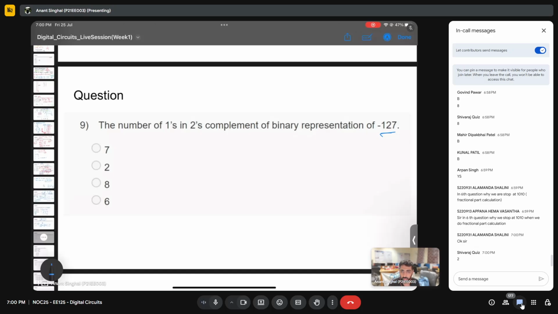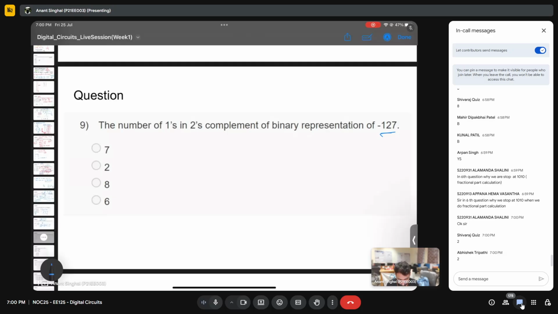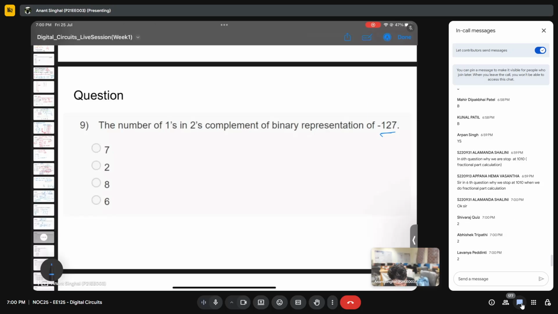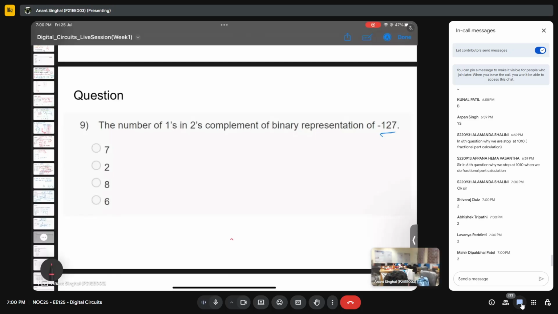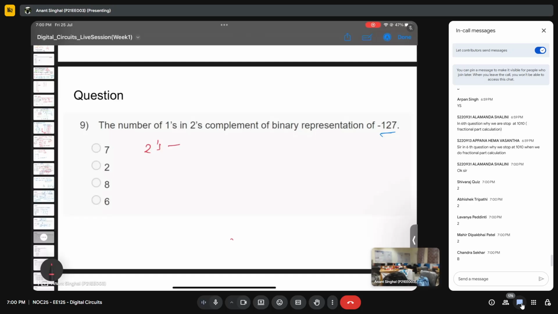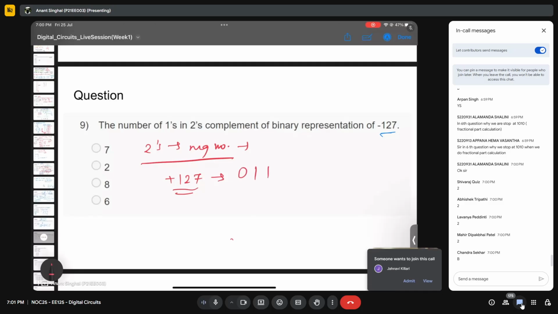If you are already aware of the 2's complement, you can try it out and let me know the answer. I already see some of the answers as 2. So let's try that. It says the number of ones in the 2's complement of the binary number. First of all, 2's complement of a negative number. What we do is we first write the positive number of that. I just calculated, it's 0 and 1, 2, 3, 4, 5, 6, 7. So this is plus 127, right?